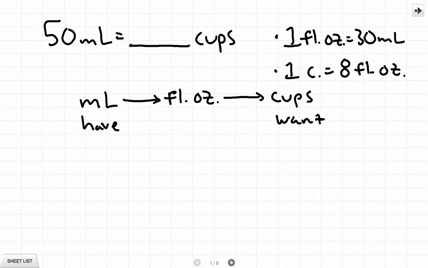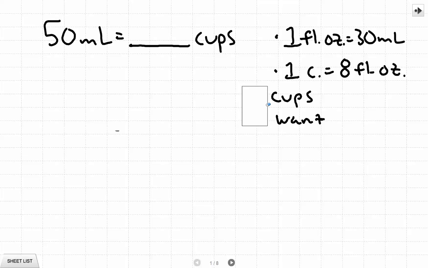And in this case, we're just going to have to go through a middle unit of measurement, fluid ounces. So you can really see the whole dimensional analysis or cancel out technique at work, because we're going to go from milliliters to fluid ounces by canceling milliliters, and then fluid ounces to cups by canceling fluid ounces, all in one big step. So let's take a look at this.